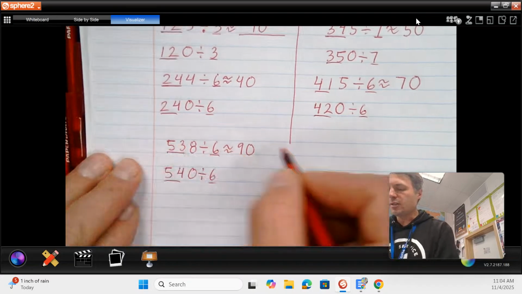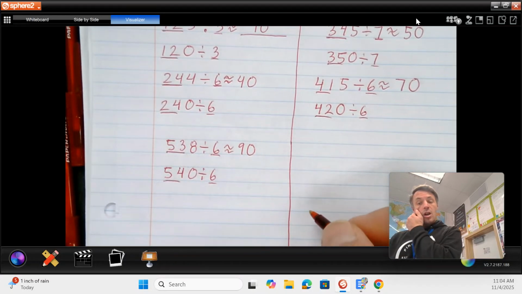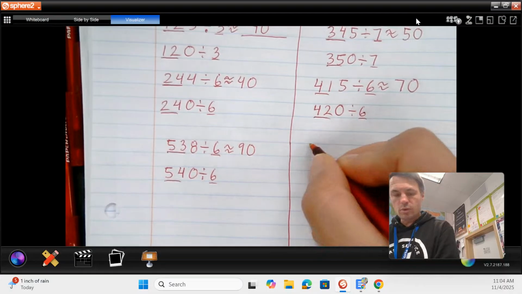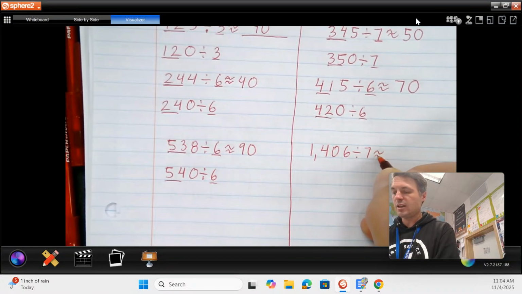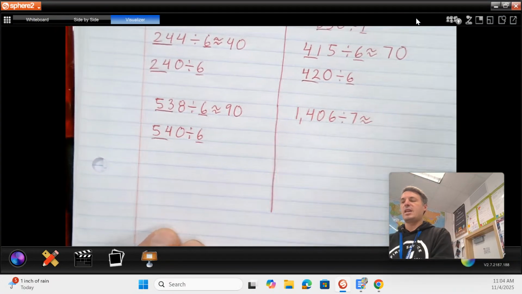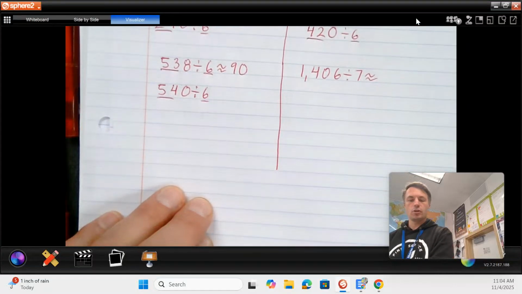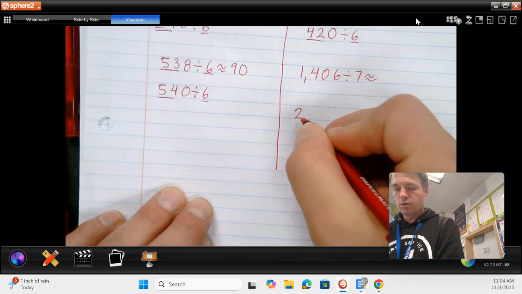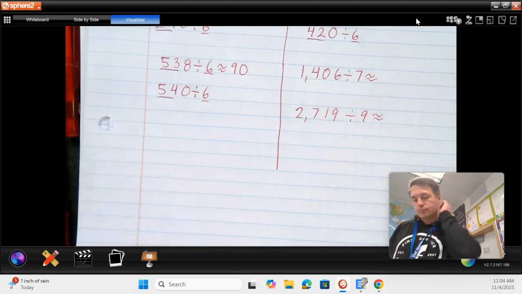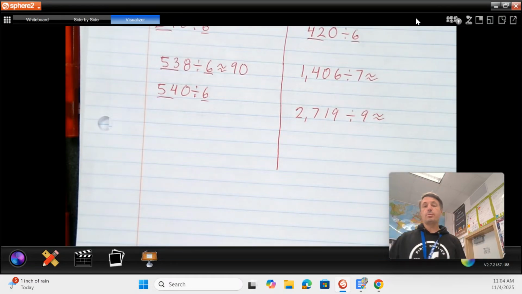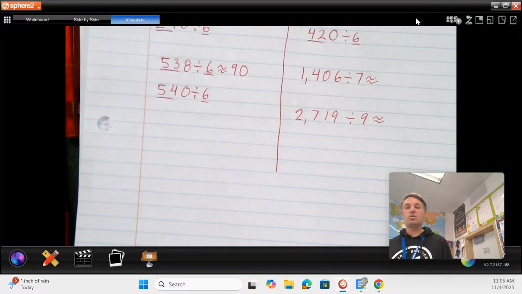All right, I'm going to go ahead and give you guys some independent ones to do now. I'll give you 2 to do. Do 1,406 divided by 7. Find the estimate, the about the same as answer, or an approximate answer. And do 2,719 divided by 9. Okay, go ahead and do these both independently, and please press pause in this video, solve both of these independently, and then when you're finished, press play so that you can see if you did them correctly.